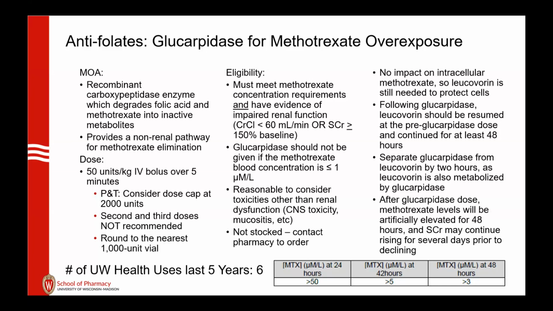And then the test that looks at methotrexate is falsely high after glucarpidase because it picks up breakdown products. And so no matter what, for 48 hours, we continue leucovorin and just watch the serum creatinine because the methotrexate level is not accurate.